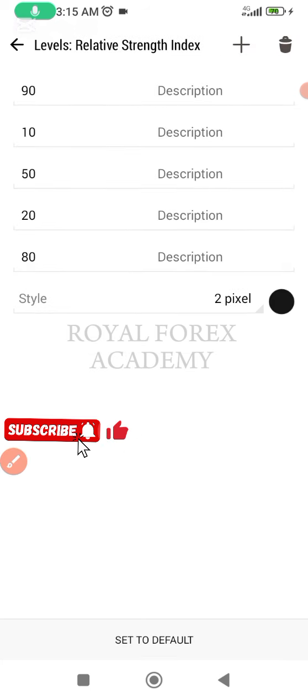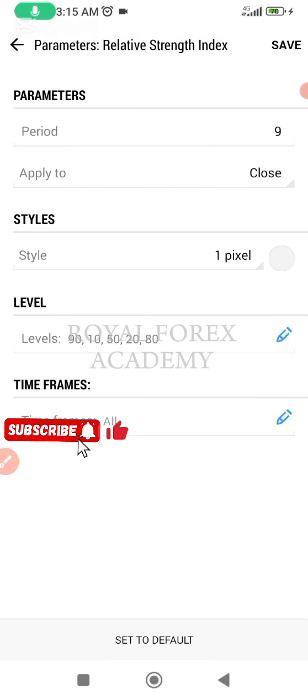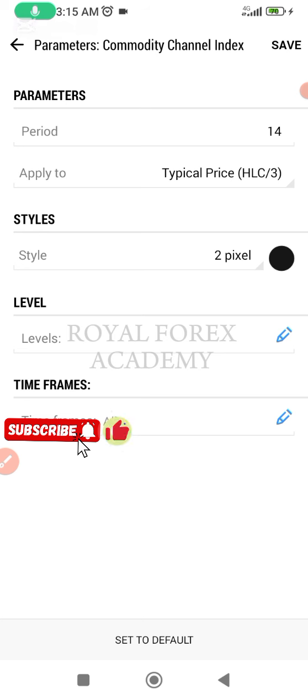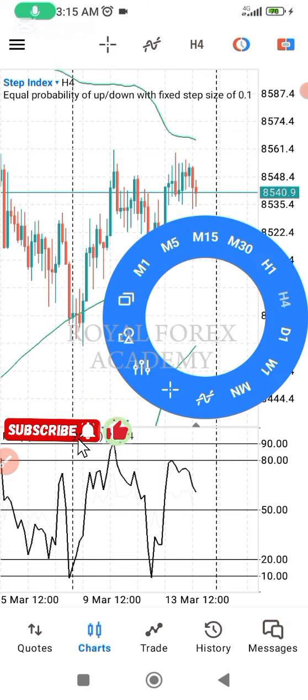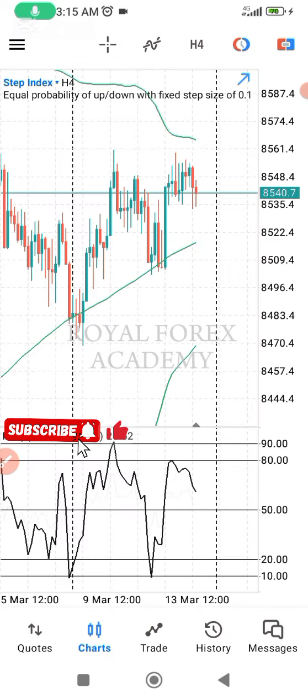And here are our levels: 90, 10, 50, 20, and 80 respectively. Afterwards, we have our commodity channel index, typical price, high, low, close 3. And once your indicator is set up correctly, this is how your chart will be looking. Now, the advantage of this Bollinger Band, as you can see, is that it helps us to also determine our entry. So this is the middle Bollinger Band.